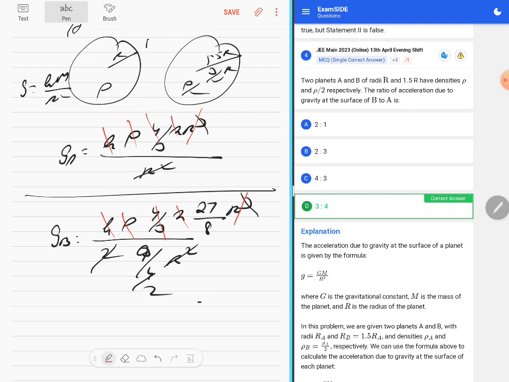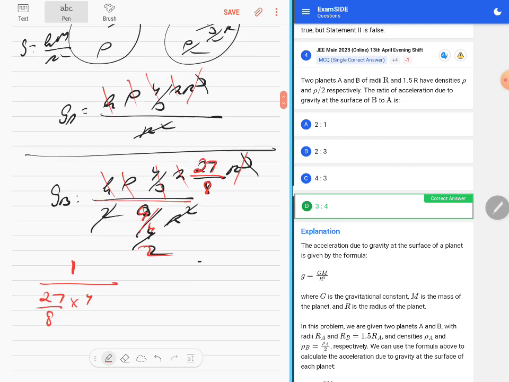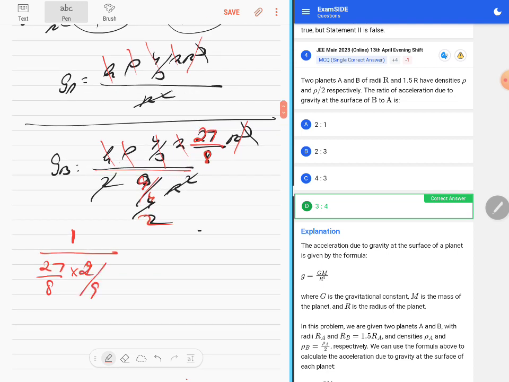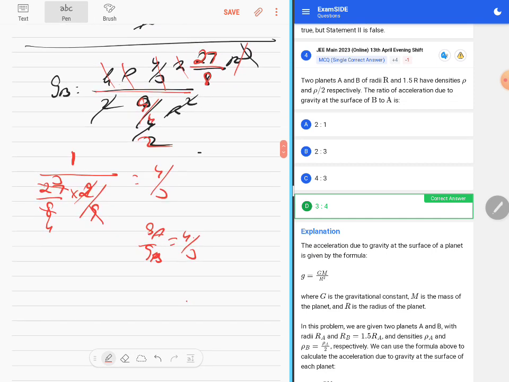So you are left with a 1 on the numerator, by the denominator is 27 by 8, divided by 9 by 4, here itself will become 9 by 2, sorry, again, it will become 2 by 9, so this becomes 3 is to 4, so it's 4 is to 3, so gA by gB is 4 is to 3, so gB by gA is 3 is to 4, so that's the answer that they are asking, okay, so that recording is done.